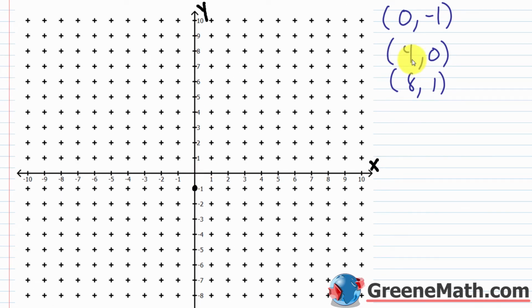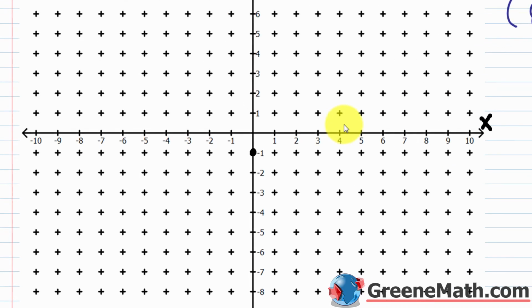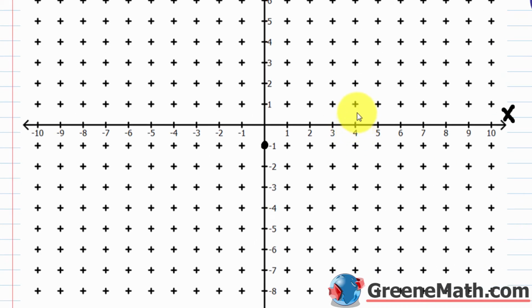Now the next one is 4, 0. So my x location is 4, my y location is 0. So I'm not going to move it at all vertically. So that's going to be right here. Now notice that this is where the graph is going to cross the x-axis. Again, this is the x-intercept.